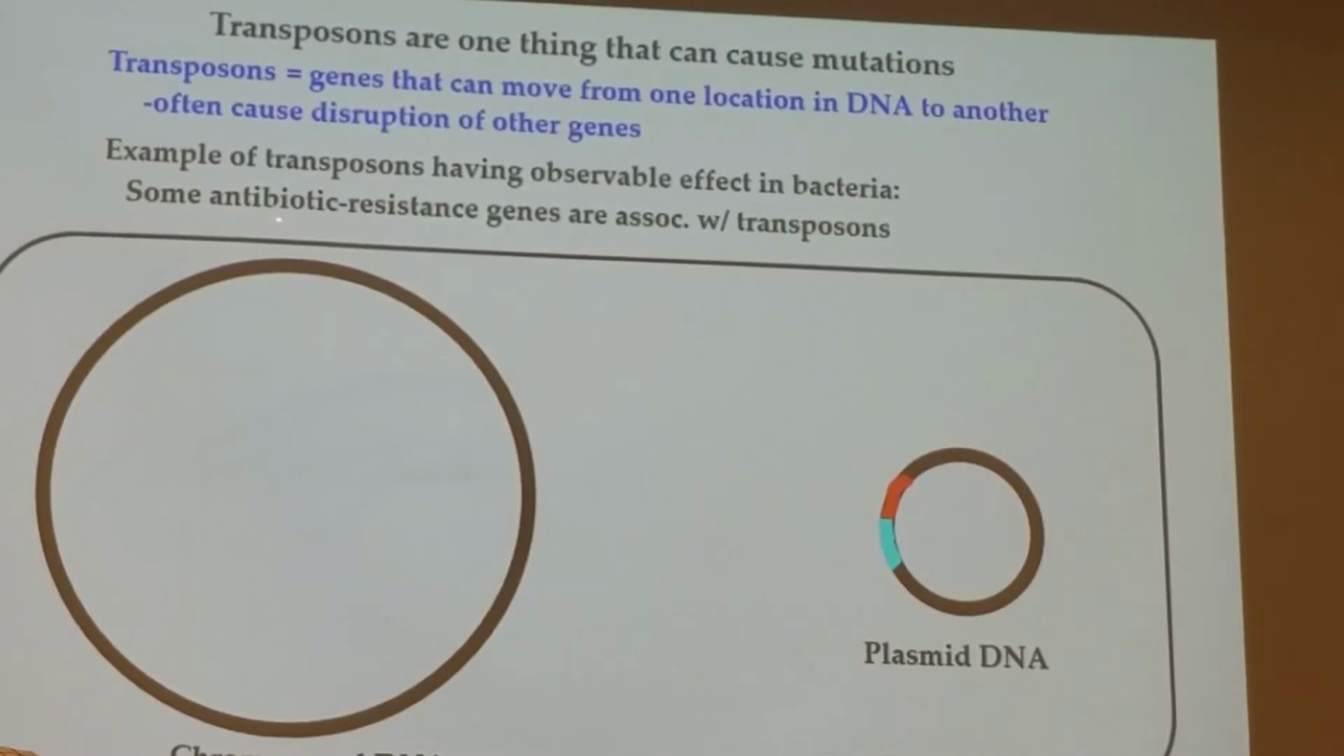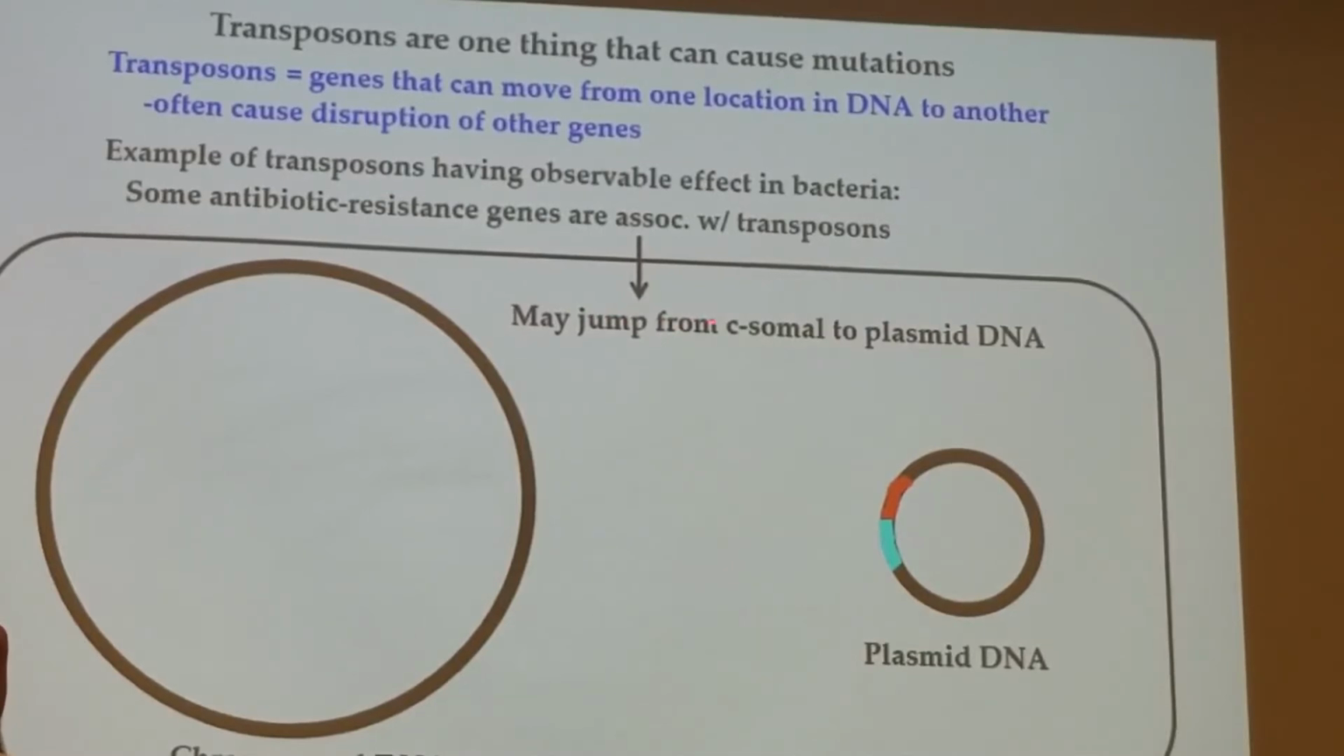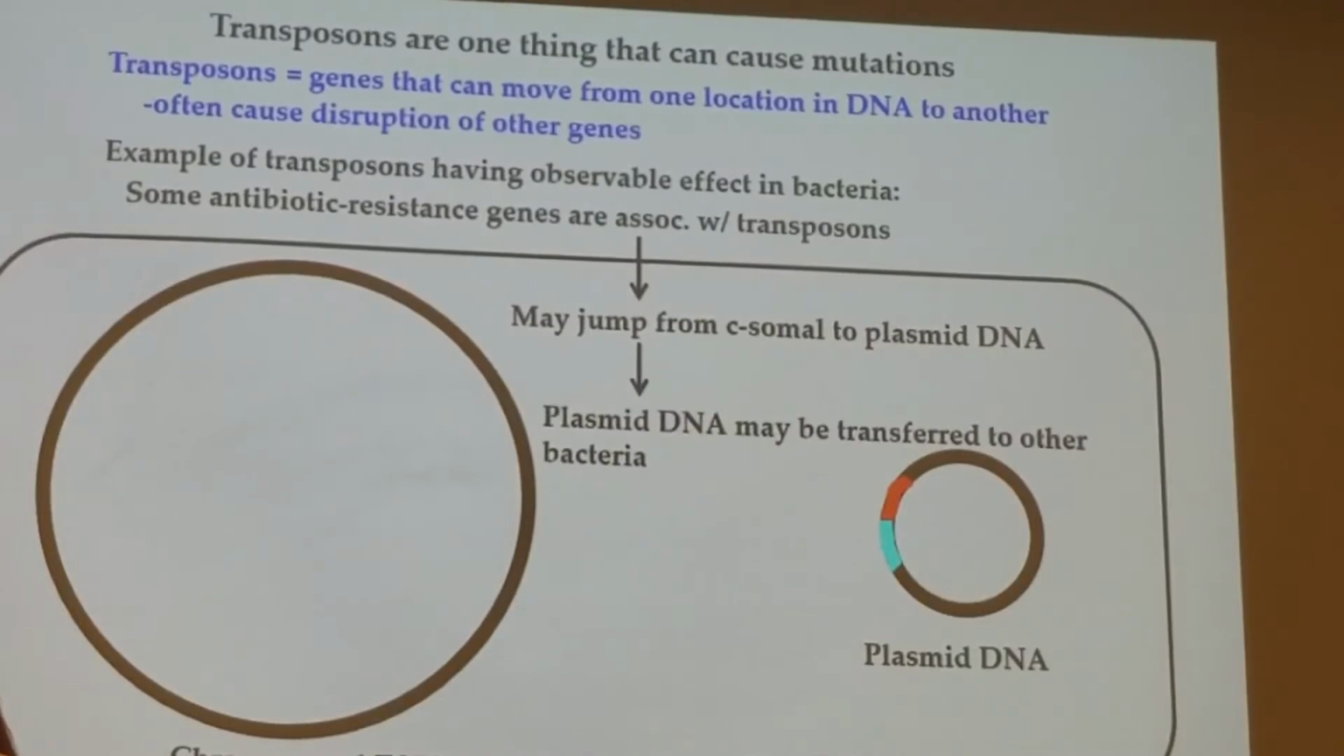So the take-home point is this: it turns out that some antibiotic resistance genes are associated with transposons. In other words, they're just located really close to them on the DNA. And that means that resistance gene can jump from chromosomal DNA to plasmid DNA. And again, the reason why that's significant is because plasmid DNA is relatively easy to transfer to other bacterial cells, at least compared to chromosomal DNA.